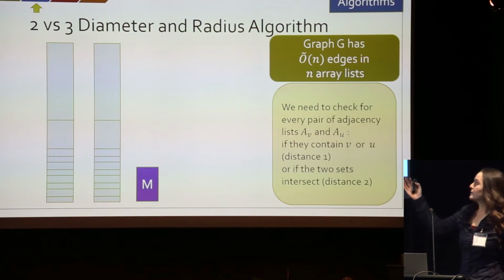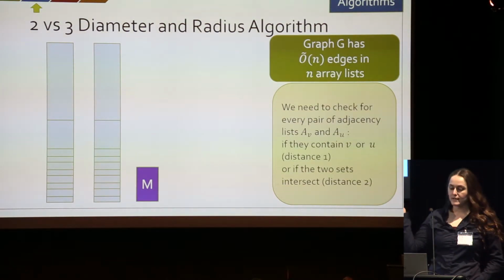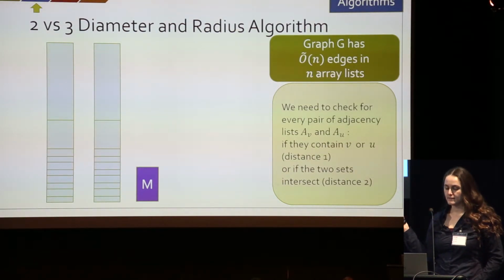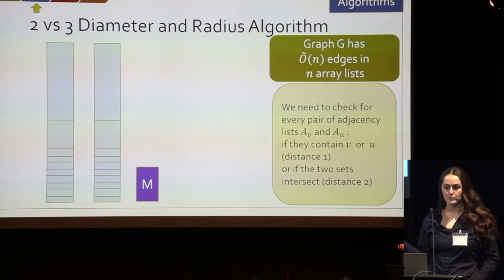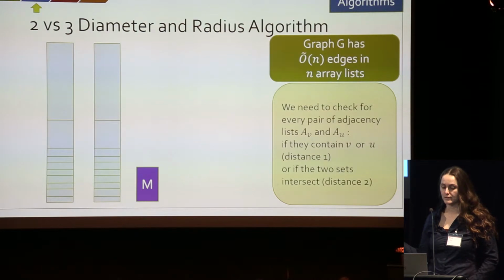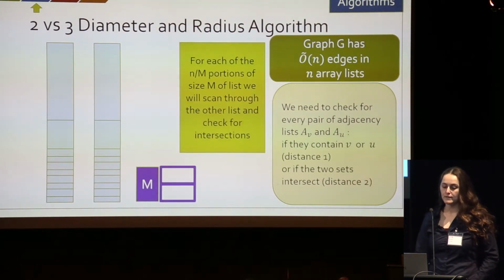We've got a graph, we've got nearly linear edges, and we're going to take every pair of adjacency lists and check if either they're distance 1 away from each other because they contain the other's node, or if they intersect on some node, and thus are distance 2 away from each other. So how are we going to do this?